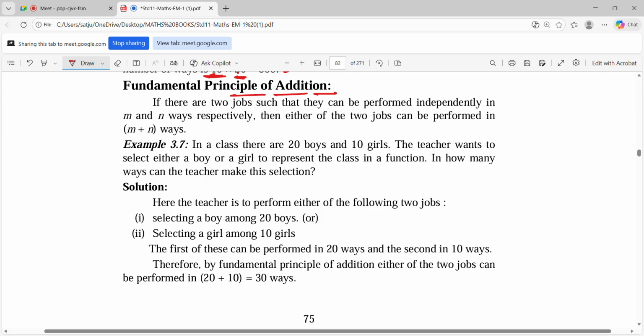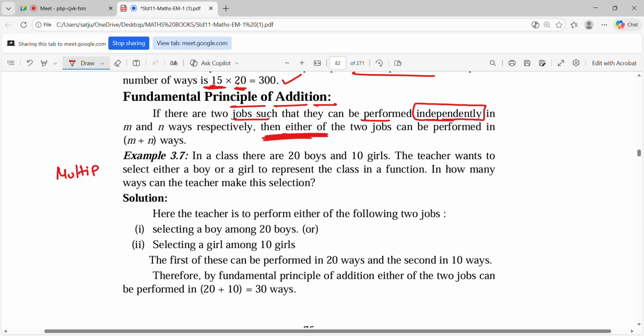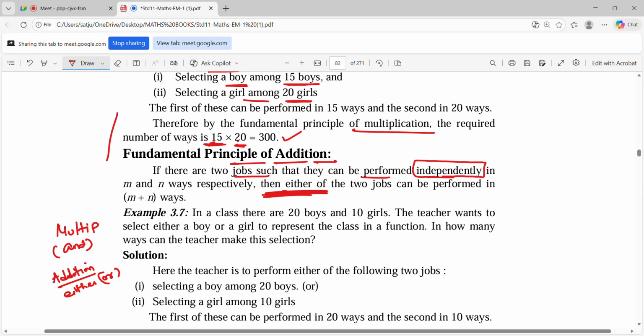So for the fundamental principle of addition, please understand the keyword. There are two jobs that can be performed independently. Here is the word independently. There you used successive; here we are using independently. Then either, this is the concept. For multiplication, you have and. For addition, you have either or. These are all keywords you have to take.